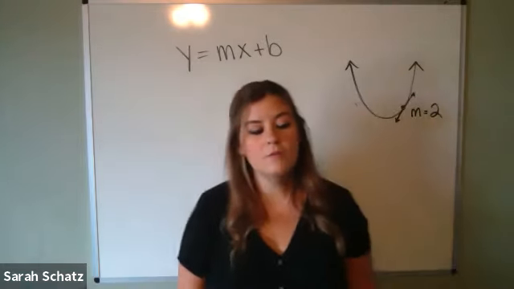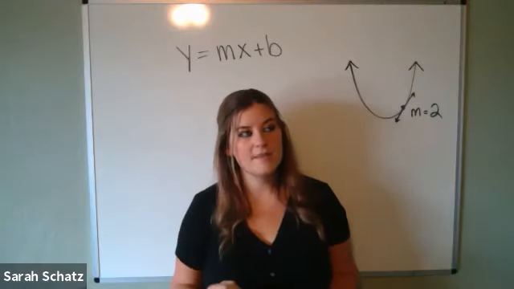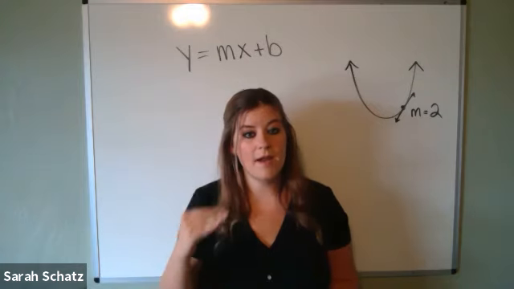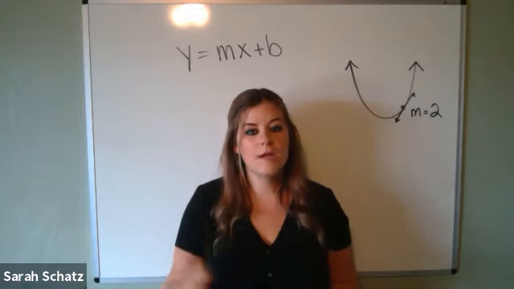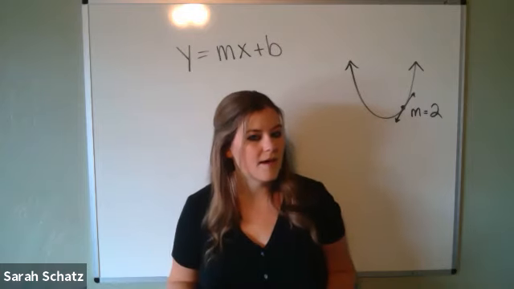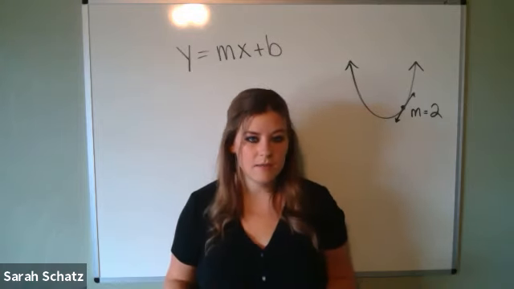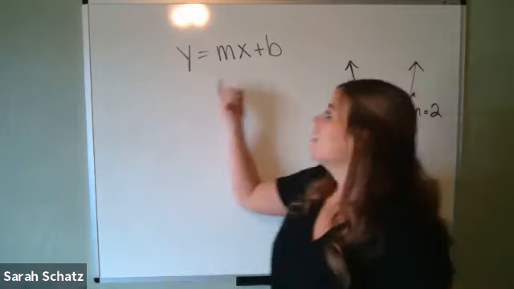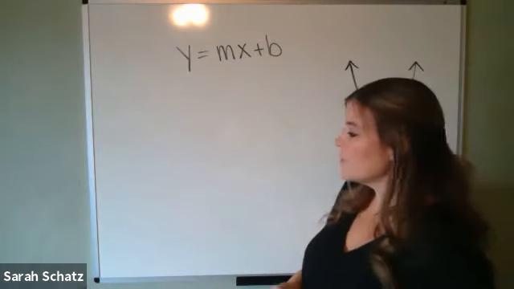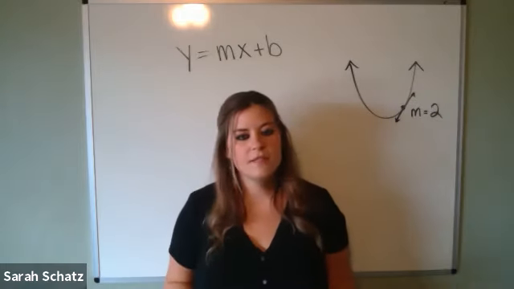Remember, and if you don't remember, that's okay, recall that b is where the line crosses the y-axis. So it's the y-coordinate of the y-intercept. So if I don't have the y-intercept for this line, I don't have b. But if I don't have b, I can't write the equation for the line. It's a problem, right?